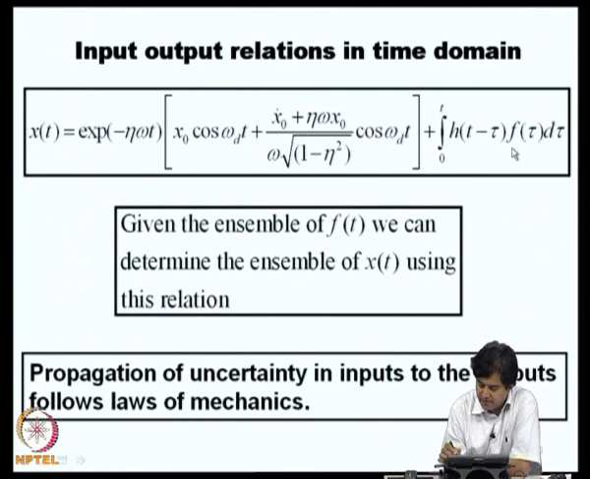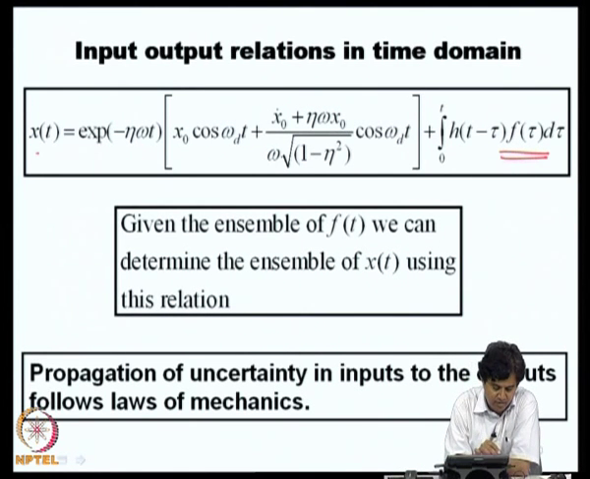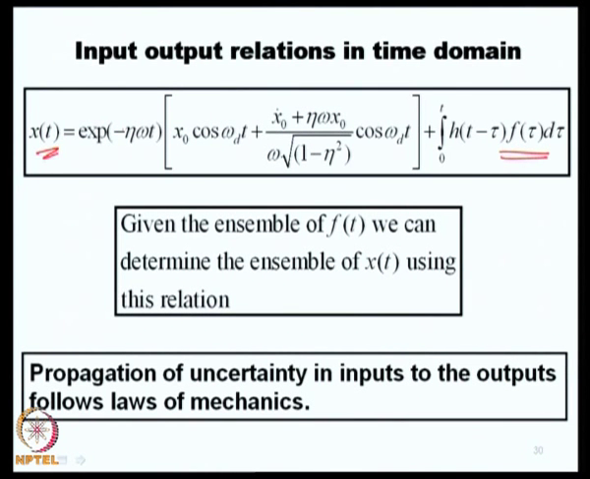Now, look here, f of t is our excitation. So, this is actually an ensemble of excitations and that leads to an ensemble of x of t. So, given an ensemble of f of t, we can determine an ensemble of x of t using this relation. But what is most important to notice here is that the uncertainties associated with f of t propagate through the system and produce x of t, and this propagation of uncertainty in inputs to the outputs follows laws of mechanics.